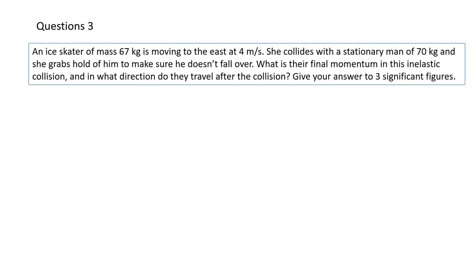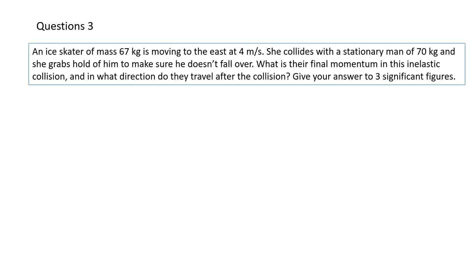Number 3. An ice skater has a mass of 67 kilograms moving to the east at 4 meters per second. She collides with a stationary man of 70 kilograms and she grabs hold of him to make sure she doesn't fall over. There's a final momentum in the inelastic collision. What direction did they travel after the collision? Give your answer to three significant figures. The key point there, three significant figures.